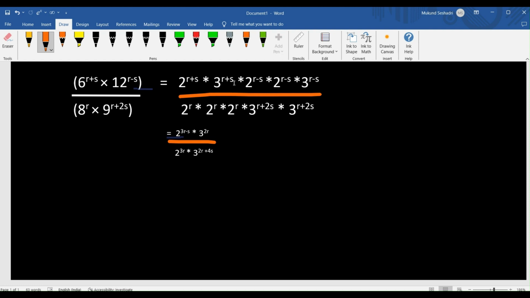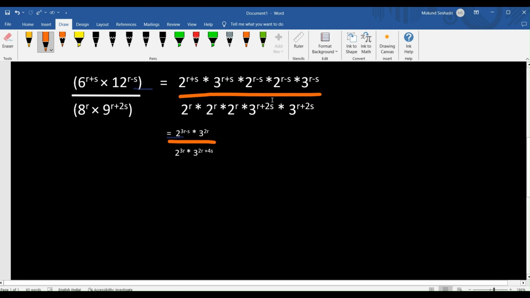of the numerator. And for the 3 part of the numerator, applying the same formula, we have 3 to the power r plus s into 3 to the power r minus s. The s gets cancelled and we are left with 3 to the power 2r in the denominator. And applying the same formula for the denominator, we have 2 to the power r written multiplied 3 times becomes 2 to the power 3r, and we rewrite 3 to the power r plus 2s into 3 to the power r plus 2s as 3 to the power 2r plus 4s, right?